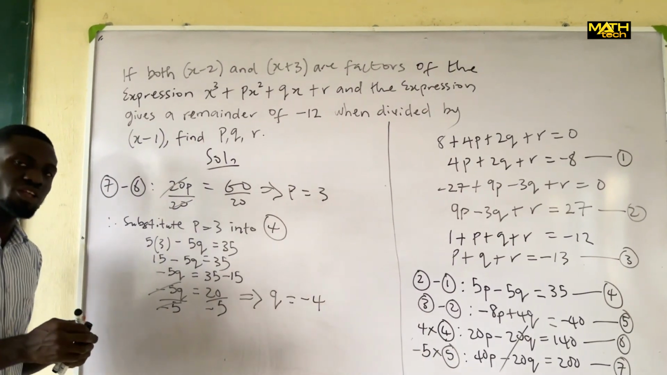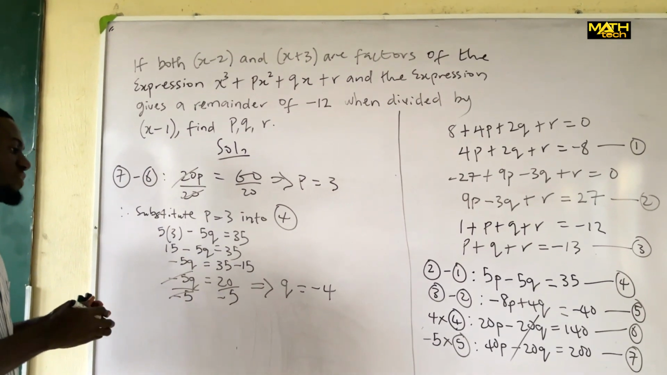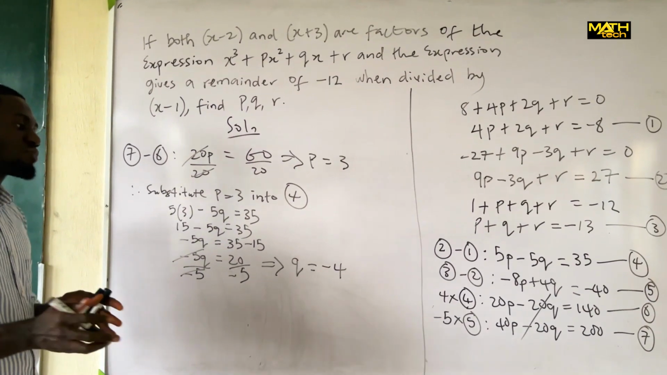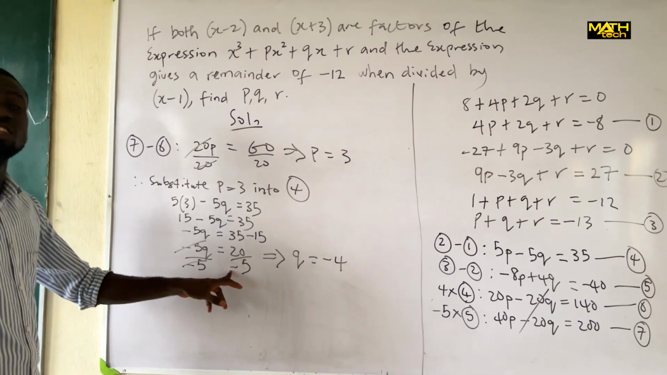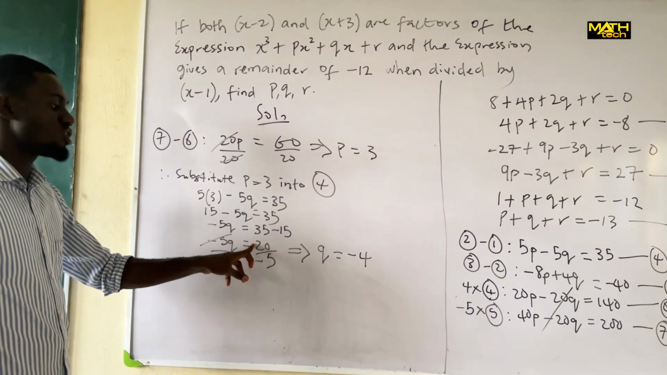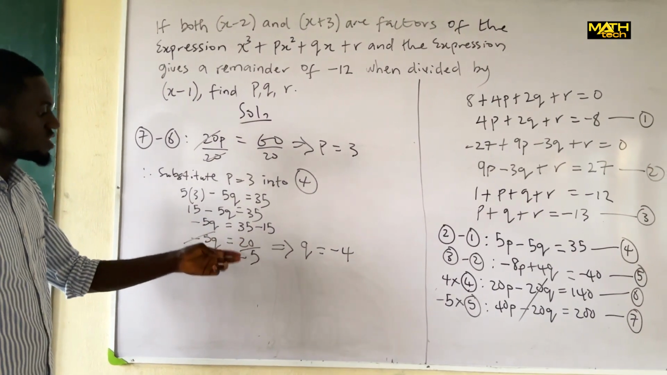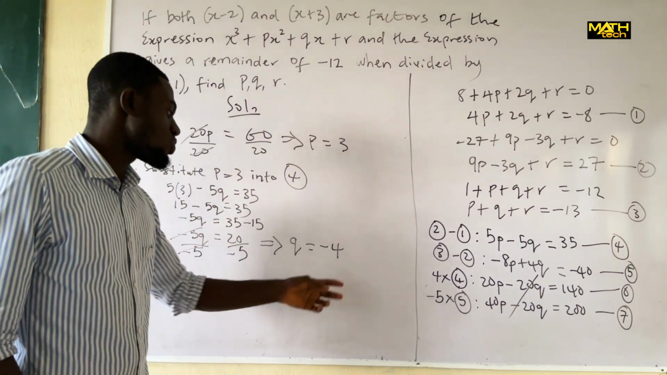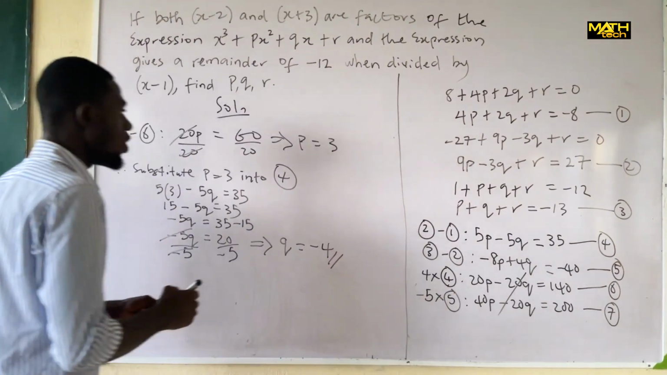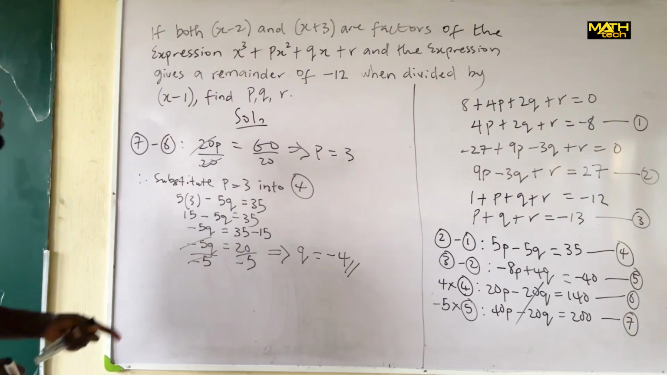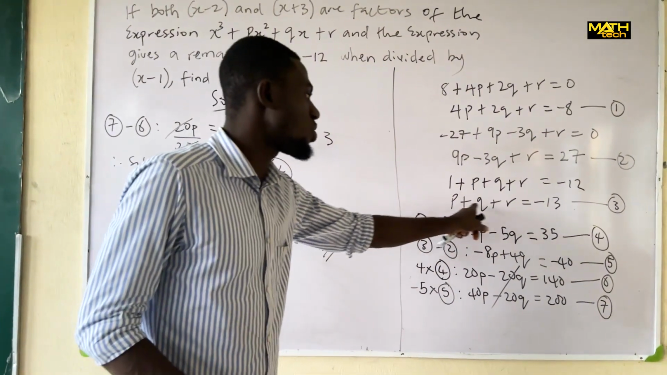4 times 5 is 20. Minus 5 times minus 4 gives you minus 20. But at this point, the denominator is negative and the numerator is positive, so this divided by this gives us minus 4. So the value of q here is minus 4. Now, what is left? We are going to find the value of what?